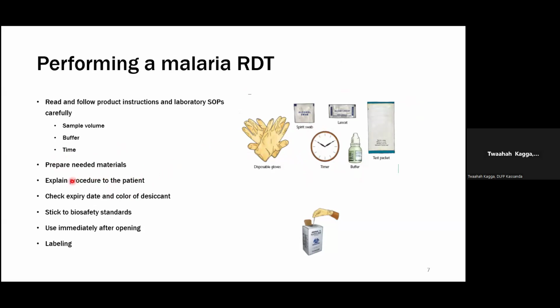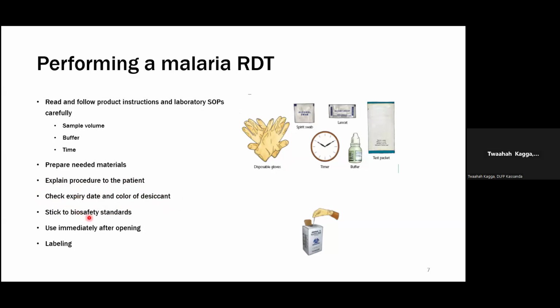Then we should explain the procedure to the patient. Then we should check the expiry date of the RDT before we conduct the test. Also, after checking the expiry date, we also check the color of the desiccant. This desiccant should be colorless or white. If the desiccant color has changed to pink, we should not use this RDT because chances are high that it has been spoiled by humidity. However much the expiry date might still be okay, if the desiccant shows signs of contamination, we are not advised to use such RDTs.